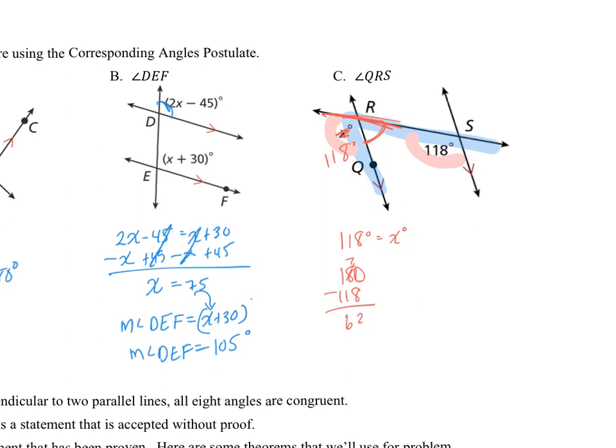Let's make sure our answer makes sense. It is an acute angle, so 62 degrees makes good sense for that. So the measure of angle QRS is equal to 62 degrees.